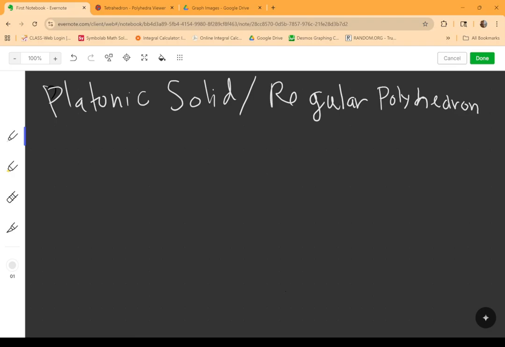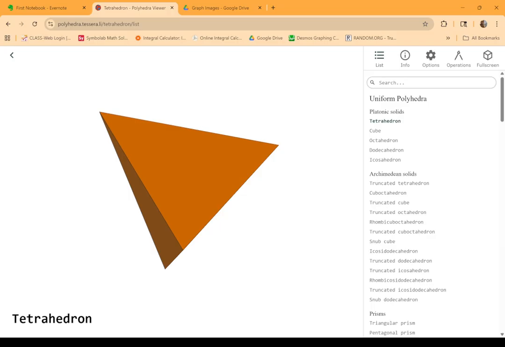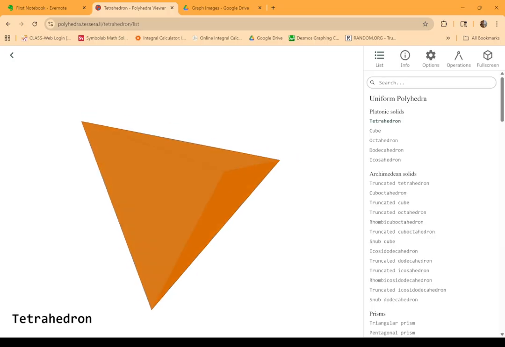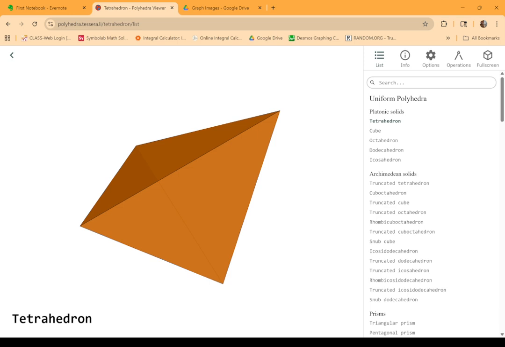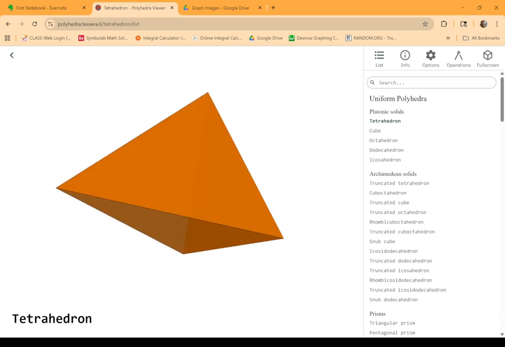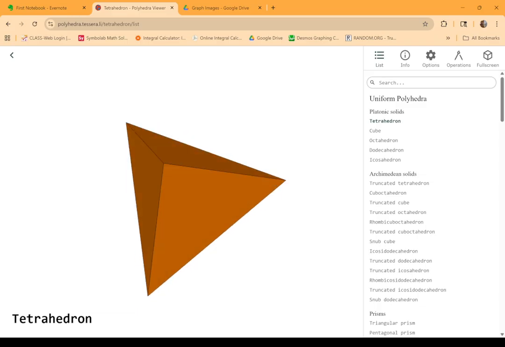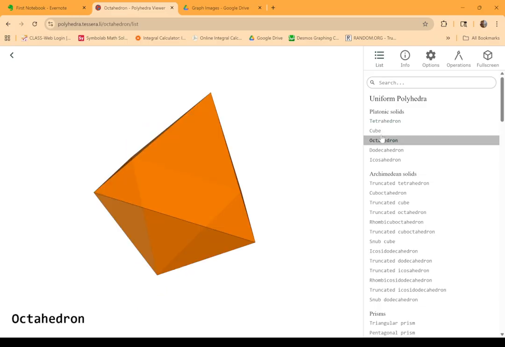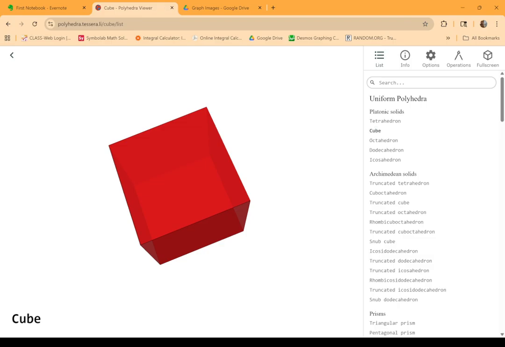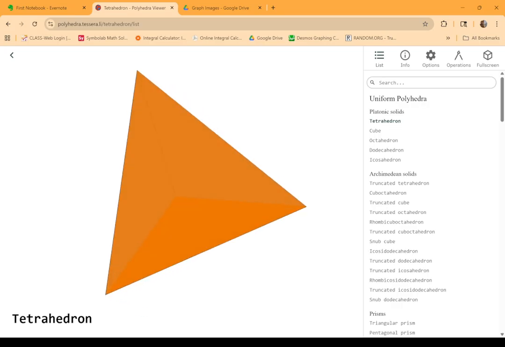All right. Now, here we have our 5 platonic solids. This one's called a tetrahedron. What defines a platonic solid is that all of their faces are regular polygons, so they're all the same faces. By regular, we mean like a square, where all the sides are equal, as opposed to a rectangle. Our tetrahedron is all equilateral triangles.